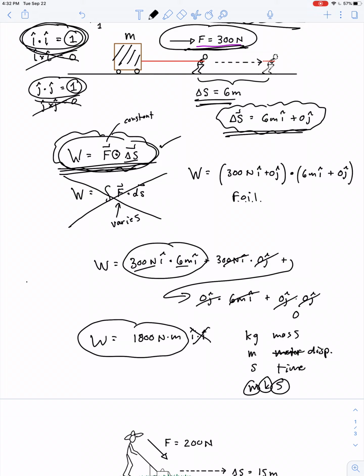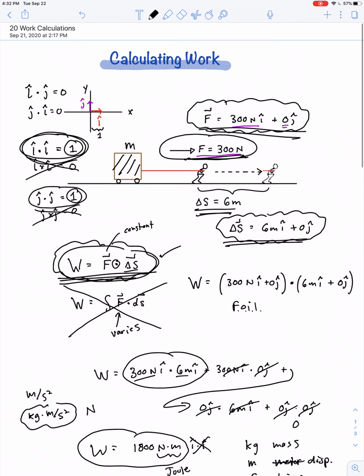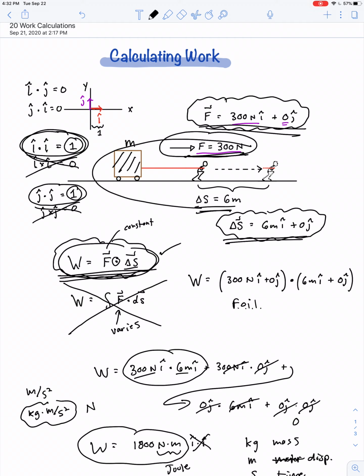The units for acceleration are meters per second squared. It's a combination of other fundamental units. Sometimes we have special names for these. A kilogram multiplied by a meter per second squared is renamed as a newton. Likewise, there's a special name for a newton multiplied by a meter. We refer to it as a joule, or simply capital J. So the final answer to this problem, the work done for this person to pull the box across the ground a distance of 6 meters, is 1,800 joules.